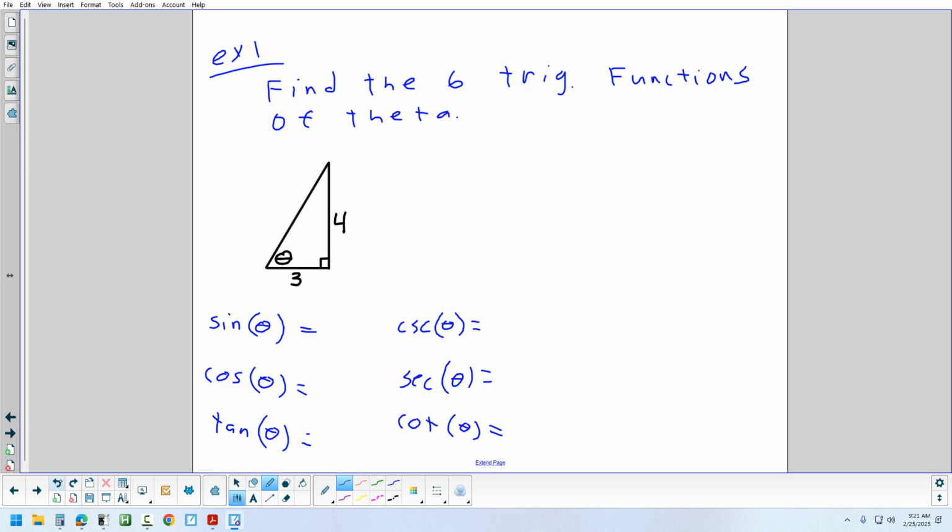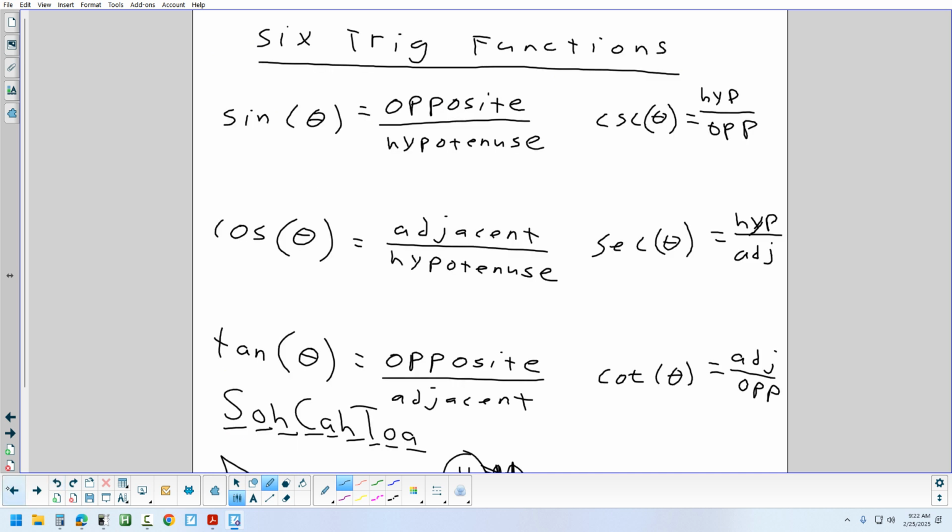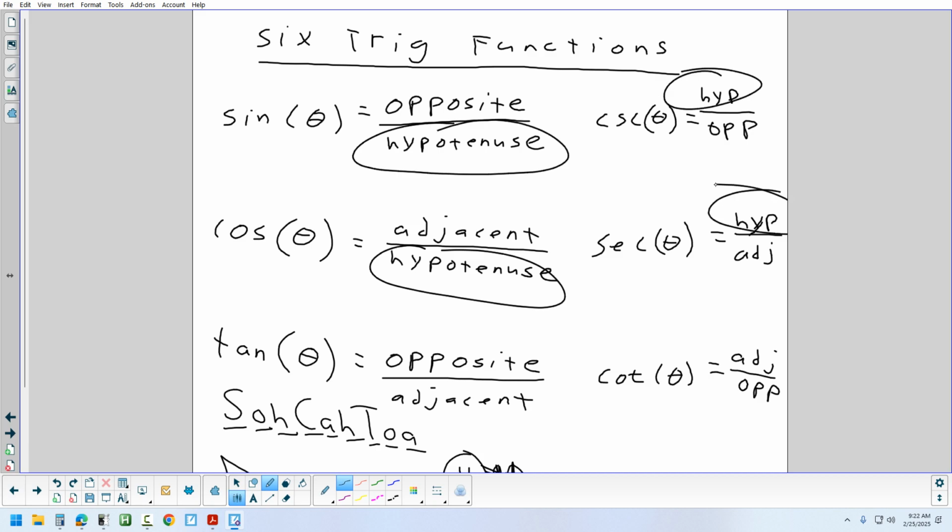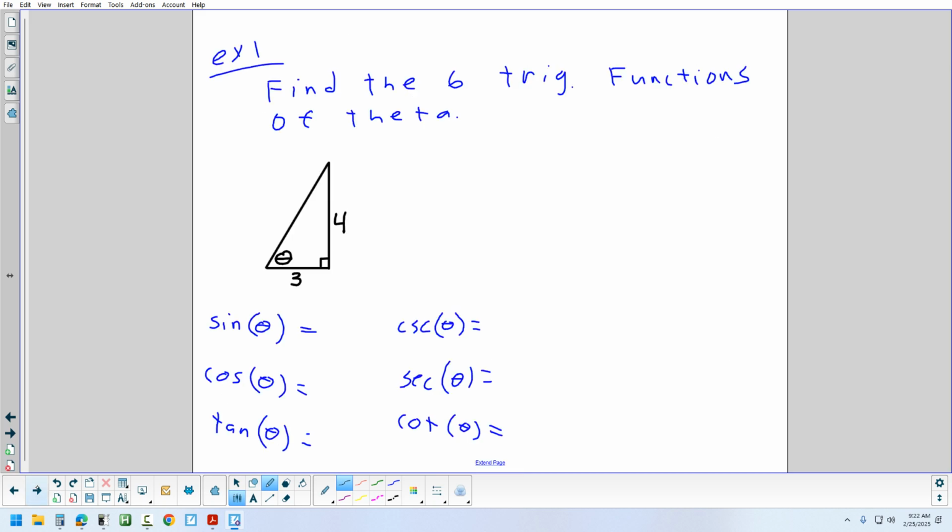What side are we missing? Yep, the hypotenuse. Well, hypotenuse is in 4 of them. If you don't find that, you're not going to be able to do those 4. You could only do the bottom 2. So how are we going to figure out the hypotenuse as the first step in this problem?